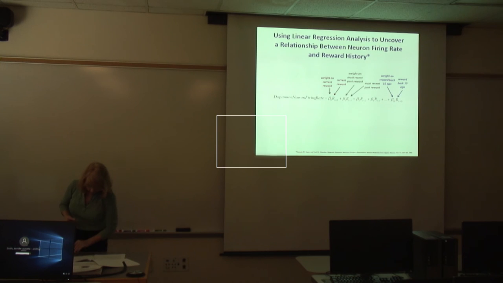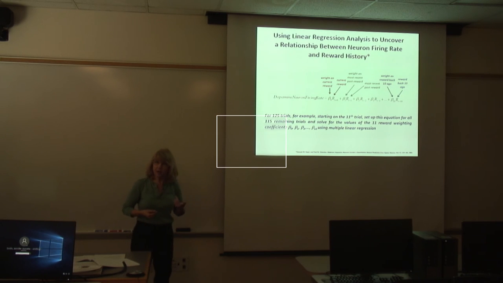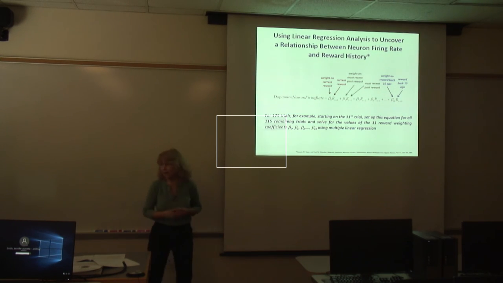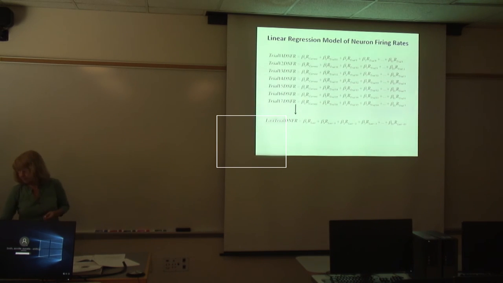And so what we're going to do is, if we have 125 trials of this monkey succumbing for the light to get water, we're going to start with the 11th trial, and we're going to set up the equation for all 150 remaining trials and solve for the values of the 11 weighting coefficients, B0 through B10. And this is what it would look like.